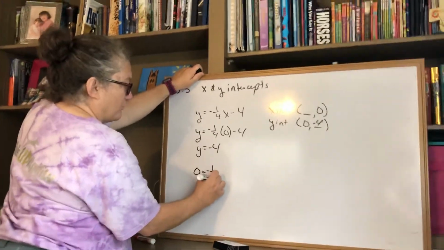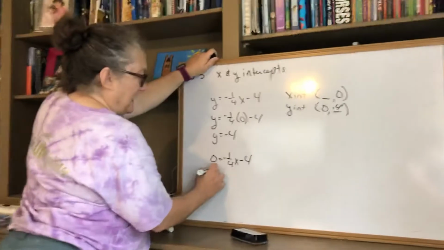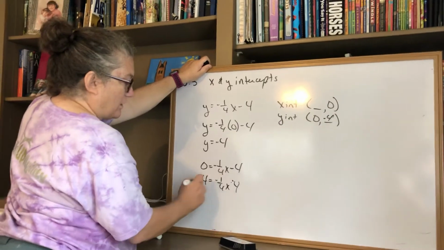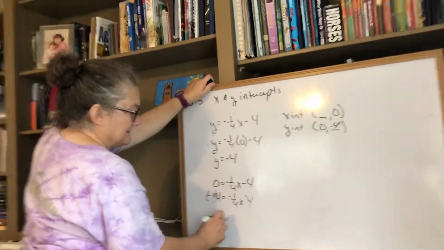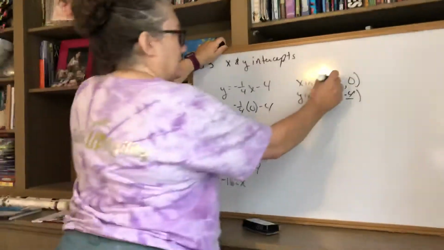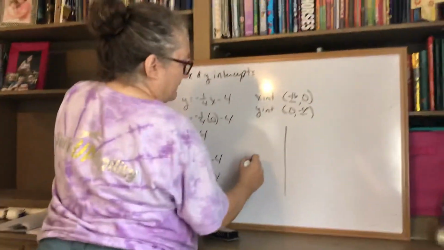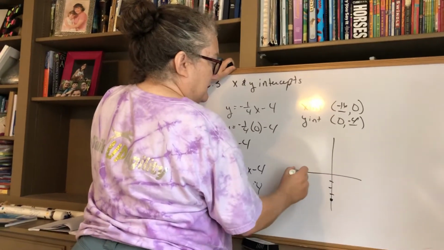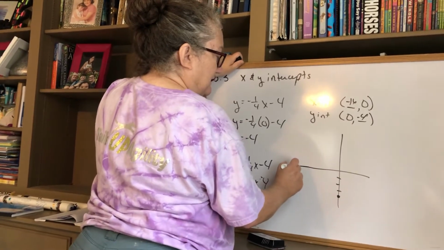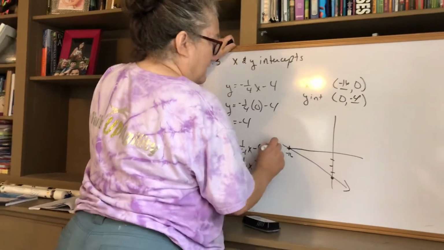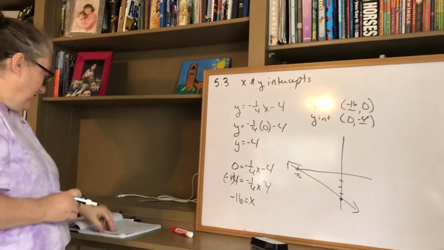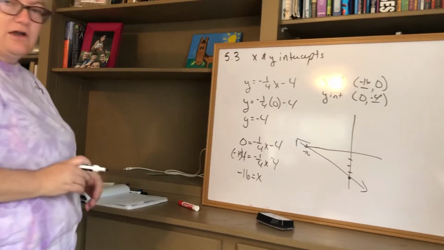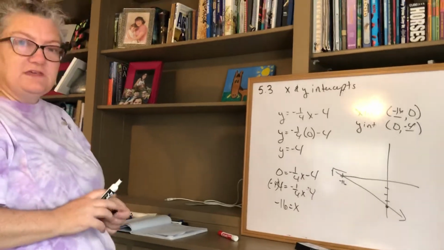0 equals negative 1/4 x minus 4. I'm going to add 4 to both sides. And I'm going to multiply by negative 4 to get negative 16 equals x. Negative 16. And then we would graph it. (0, -4), (-16, 0), and we have our graph. Okay? So that is 5.3. Now I have a couple more, but we'll put them in another video. So that's 5.3 about how to graph the x and y intercepts.